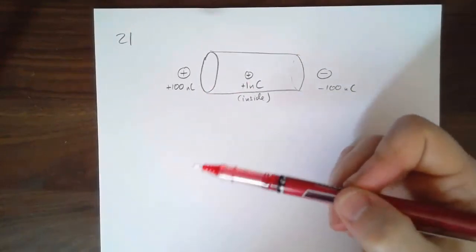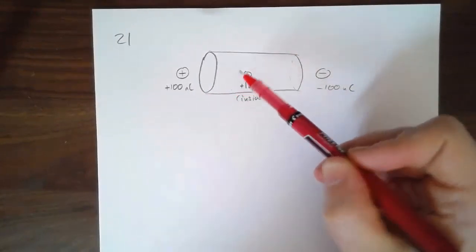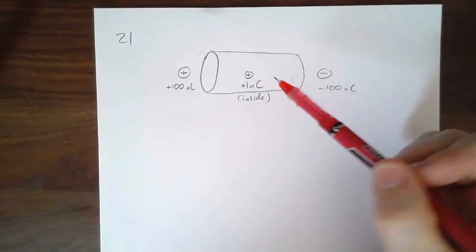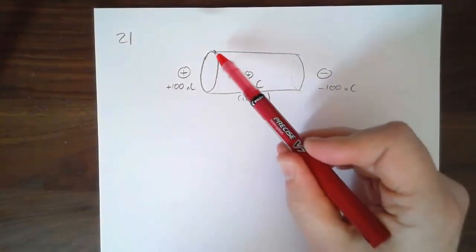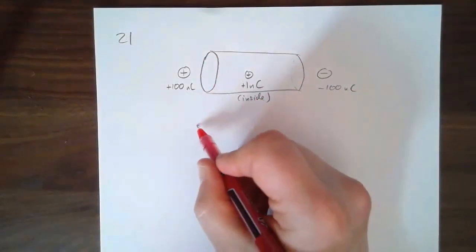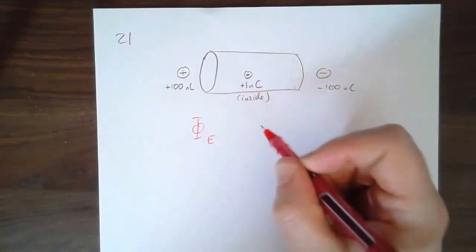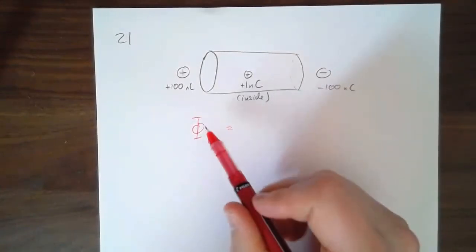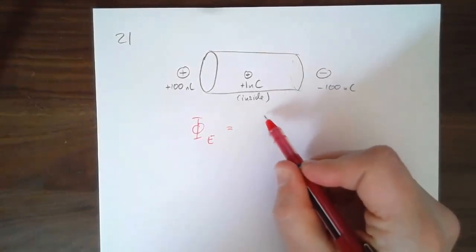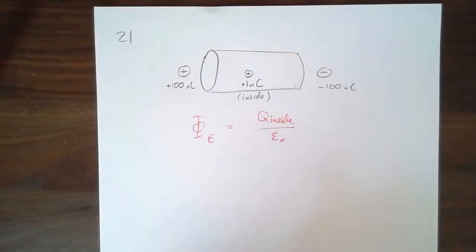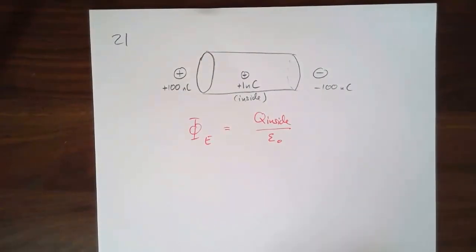In this case, I can't use Gauss's law to, say, calculate the electric field. It is not a symmetric situation. I don't know enough about the dimensions here, but what I do know from Gauss's law is what the total flux through this surface is going to be. So remember, Gauss's law says electric flux, yes, it's defined as the integral of E dot dA, but we also know that it is equal to the charge inside divided by epsilon 0. And that'll give you the answer. That's all we need.